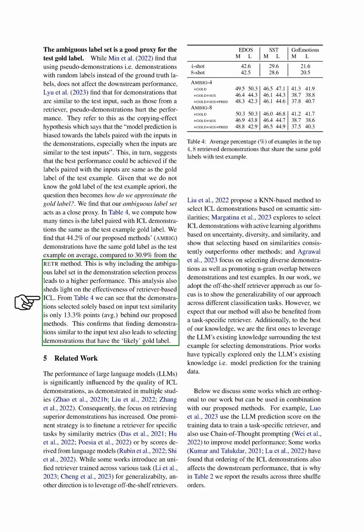This analysis also provides insight into the effectiveness of retriever-based ICL. We found that demonstrations chosen solely based on input text similarity were only 13.3 percentage points, on average, less effective than our proposed methods. This confirms that finding demonstrations similar to the input text also leads to selecting demonstrations that are likely to have the correct label.